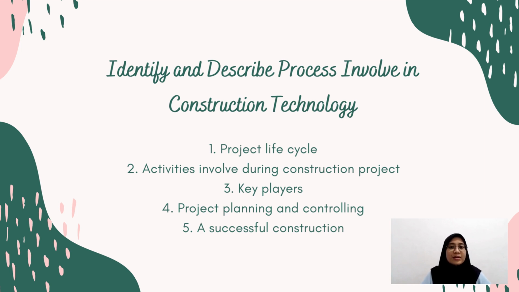And now we will identify and describe the process involved in construction technology. As can be seen, there are 5 main processes involved. The first process is the project life cycle. The second is activity involved during construction. The third is key players. The fourth is project planning and controlling. And the last one is a successful construction.